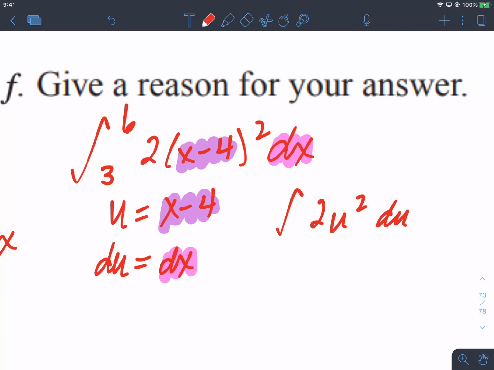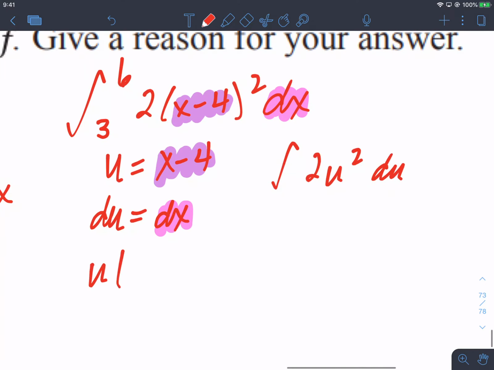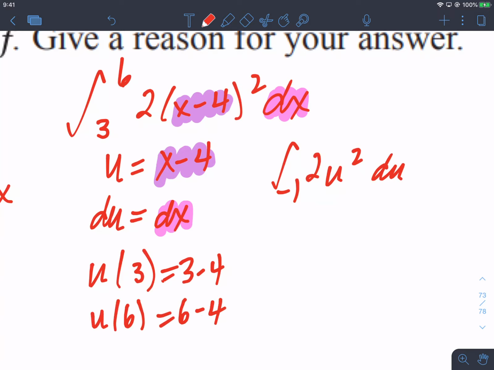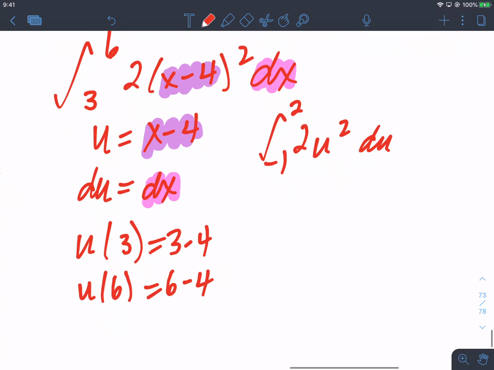The 2 would stay, and then I can change my bounds as well. So u of 3 is 3 minus 4, which is negative 1. And then u of 6 is 6 minus 4, which is 2. Now, that may or may not help you because you still have to find an antiderivative of u squared, but it makes the numbers a little bit smaller and there are fewer variables to work with. So maybe it makes it a little bit easier.